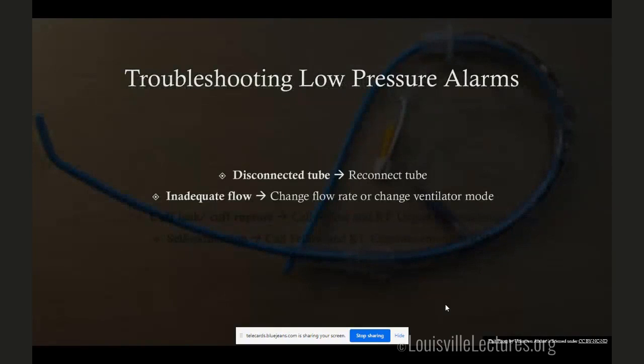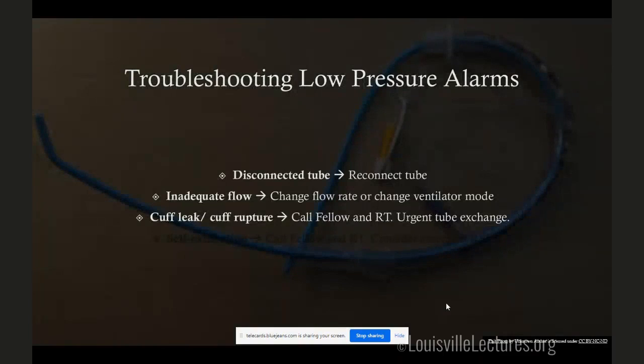Talk to your RT or fellow. Has that ET tube been in there for a while, and has the RT been struggling with a cuff leak or cuff rupture? They've notified you. Well, call the fellow to assess that and see if you need to have a tube exchange, because those are some of the highest risk procedures that we do here in the ICU.